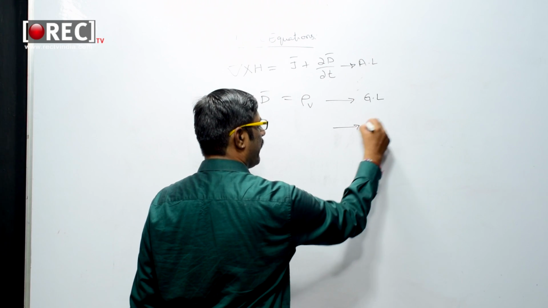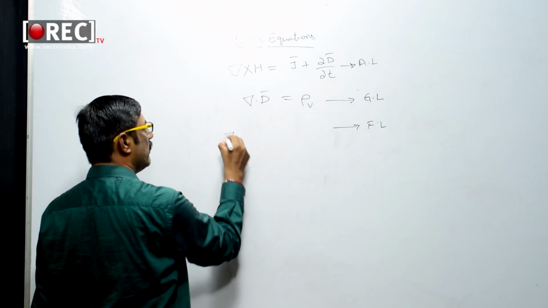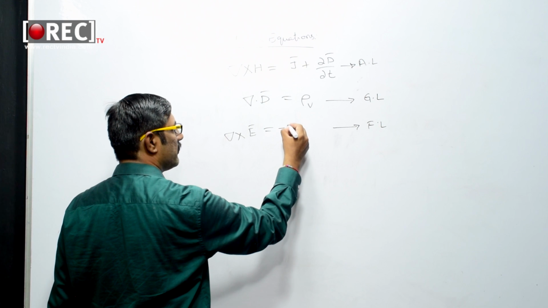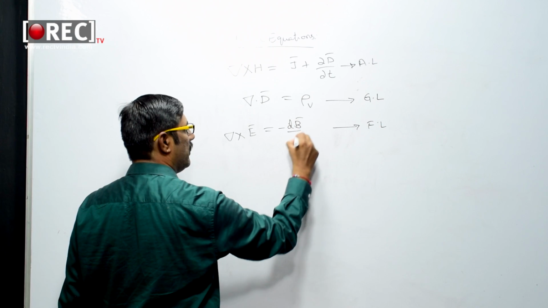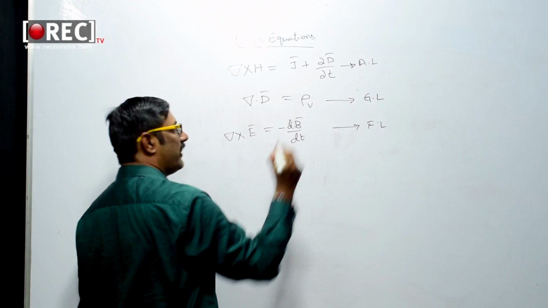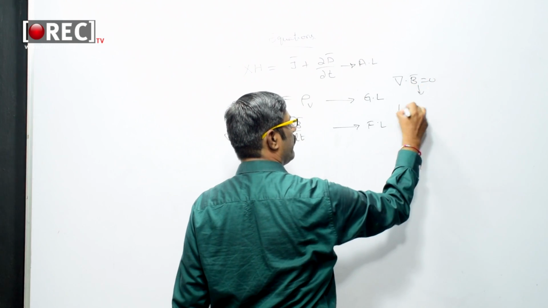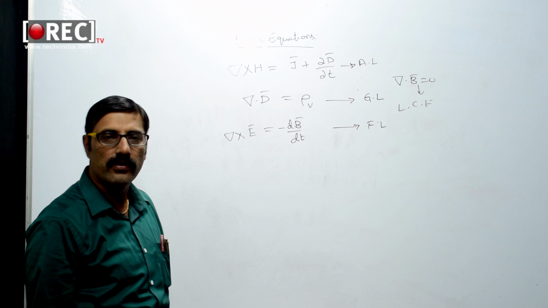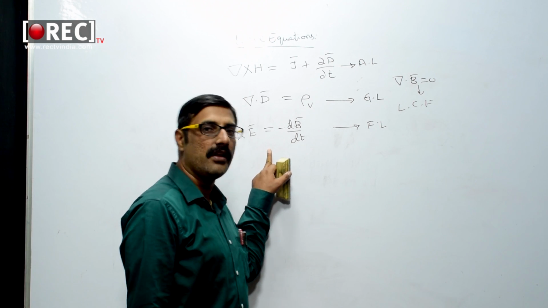Now, from Faraday's law, the Maxwell's equation in point form is del cross E bar equals minus dou B bar by dou t. And lastly, del dot B bar equals 0. This is the law of conservation of flux. These are the four Maxwell's equations in their final point forms.